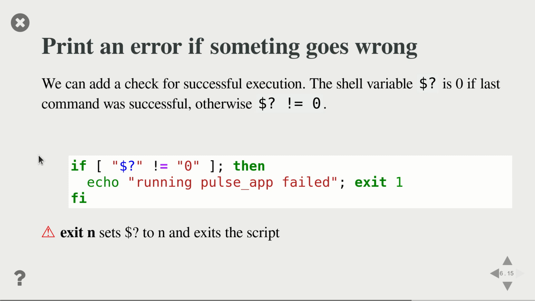And I can also exit the script with a non-zero exit code. So essentially, exit 1 sets the $? to 1 in that case and exits the script. So if my script was used in another script, that other script could also do error handling.